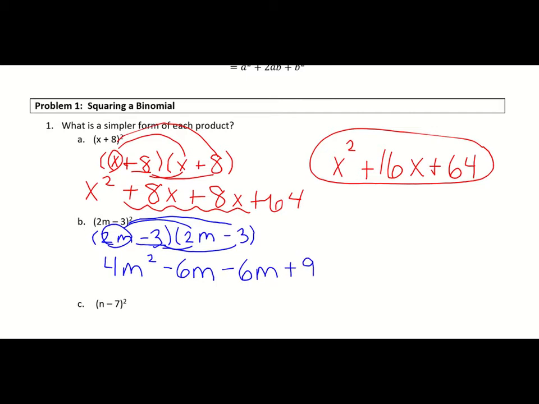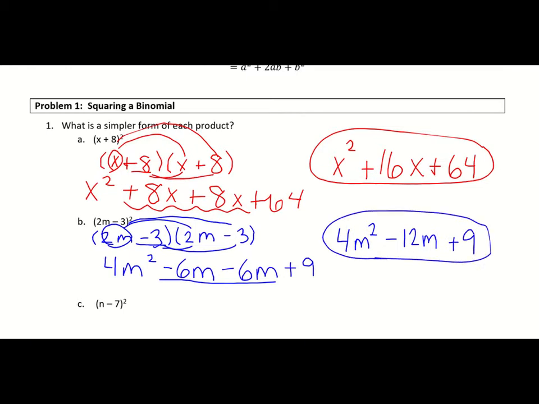Once I've distributed everything, I'm going to combine my like terms I now have in the middle, the negative 6m's, to get a final answer of 4m squared minus 6m and 6m would make 12m plus 9. So multiplying binomials that are squared, write it out first and then do your multiplication.